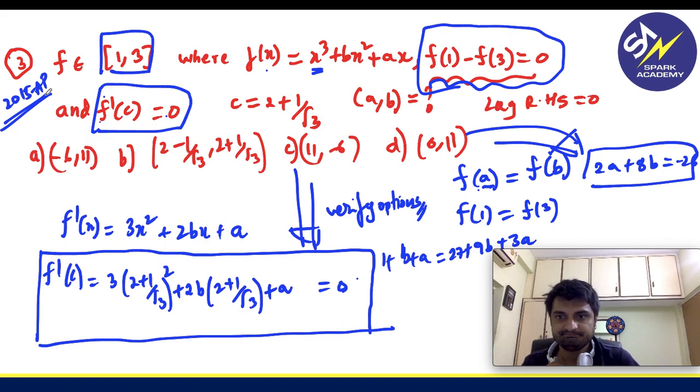So this is how you can find out the option. Sometimes what happens is no option might satisfy this, so you have to check this basically. So this is your 2015 AP question. Now let's do one more, guys.